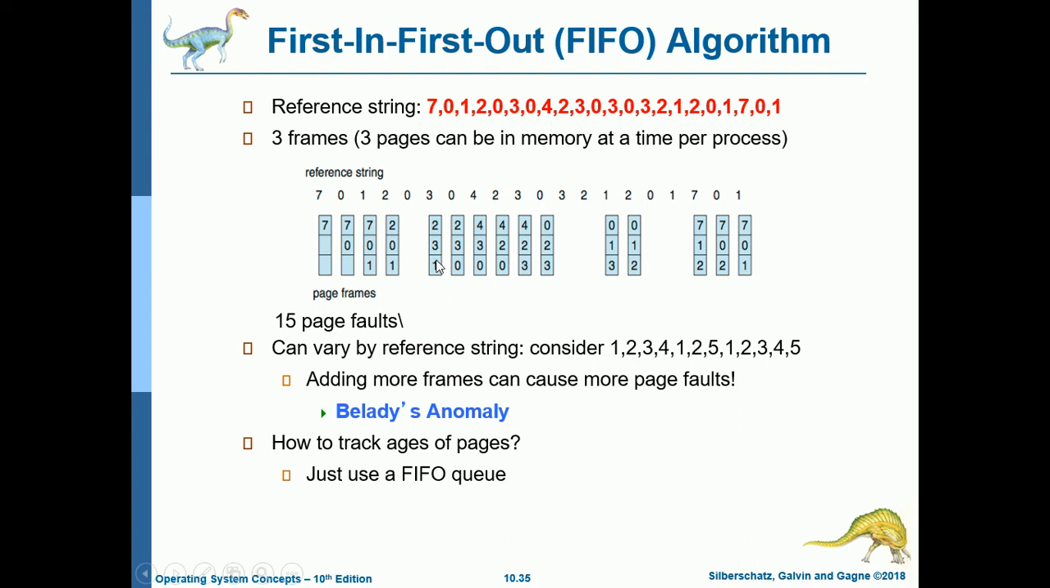And then next we have 0 again. Among 7 0 1, 1 is replaced by 0, so we have 2 3 0. Next we have 4, so 2 is replaced by 4, and then we have 4 3 0. And then next we have 2.